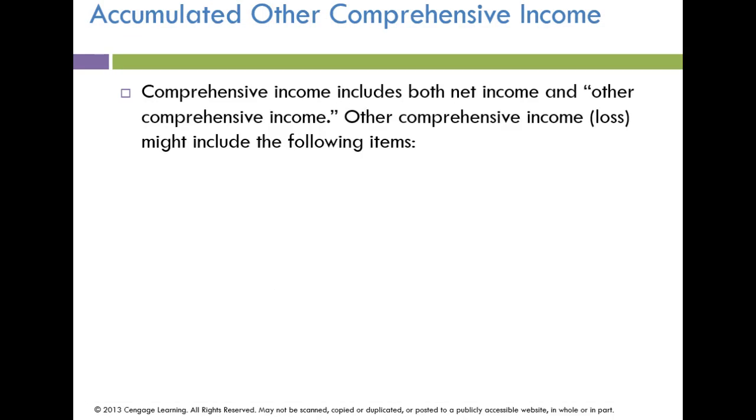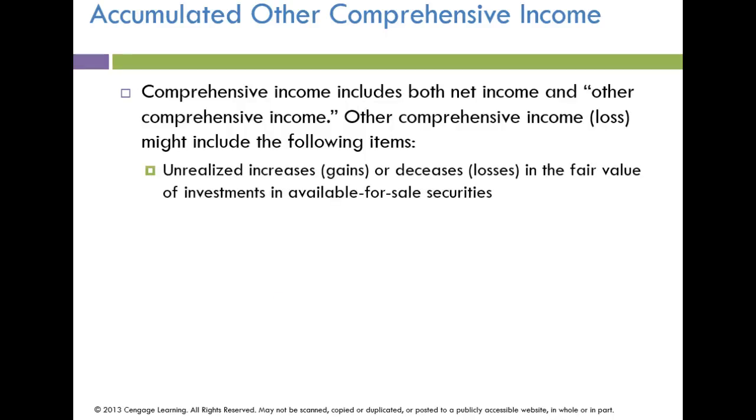What is accumulated other comprehensive income? It's net income and something called other comprehensive income. What's the difference between something realized and unrealized? Realized income has already occurred. Unrealized income, maybe a transaction has not yet technically occurred, but it's unrealized.